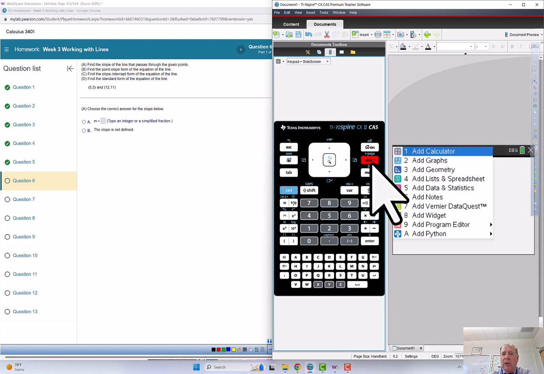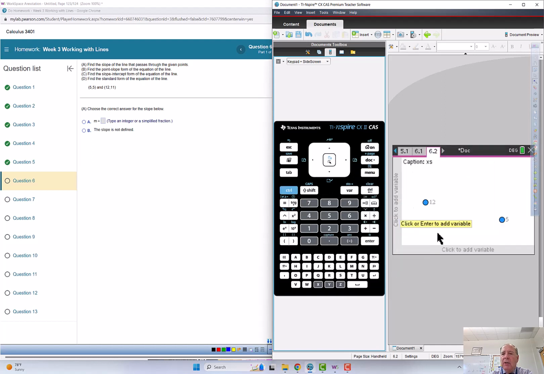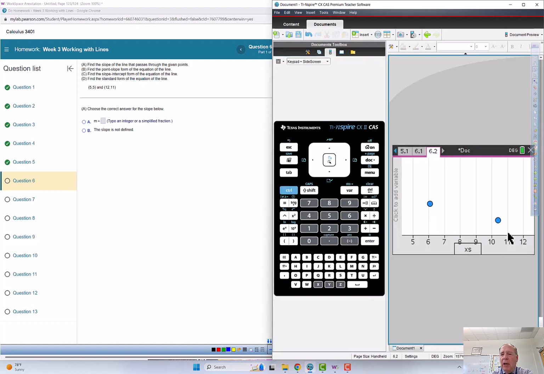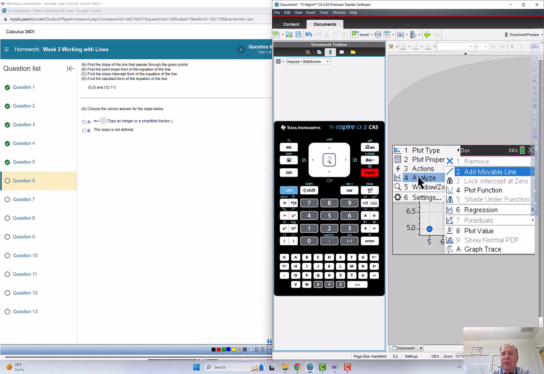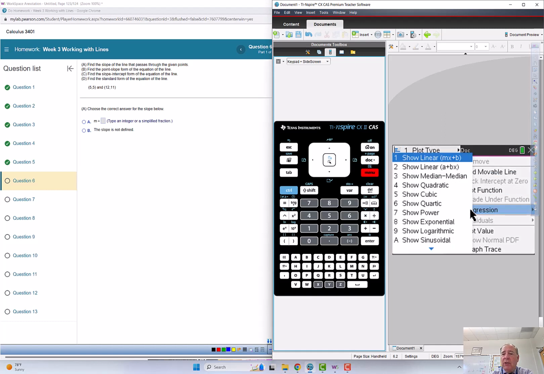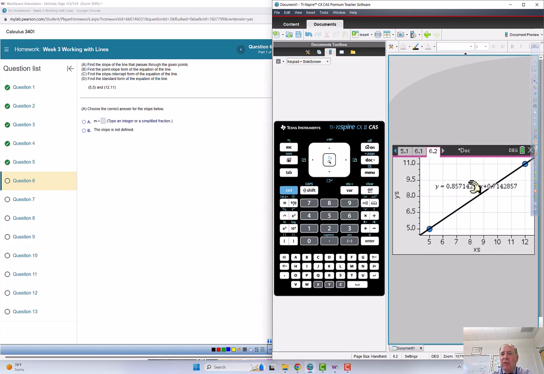Control doc for plus page. I want a data and statistics page. My x's are going to be the horizontal variable, the y is the vertical. And then I'm going to go to menu. I want to get numbers out of the graph, so I'm going to use analyze. Regression is the math term for matching a function to data, and I want to show the linear regression.